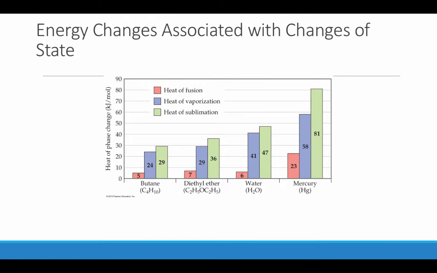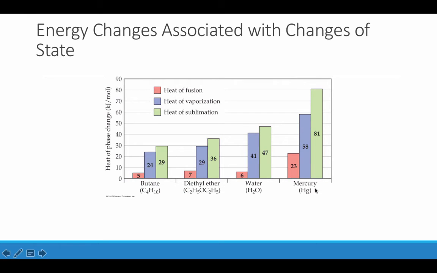If we compare the heat of fusion, the heat of vaporization, or the heat of sublimation between different molecules with different strengths of IMFs, we see a clear trend. Butane, which has the weakest intermolecular forces, only exhibiting dispersion forces, has the lowest for each of these values, whereas water and mercury, which have the strongest IMFs, exhibit the highest values for each of these. In each case, when molecules exhibit stronger IMFs, more energy is required to separate the molecules from one another. Therefore, more energy will be needed to complete the phase change.